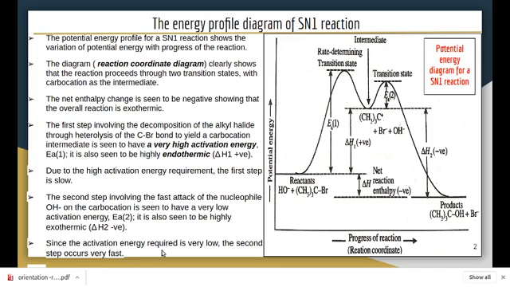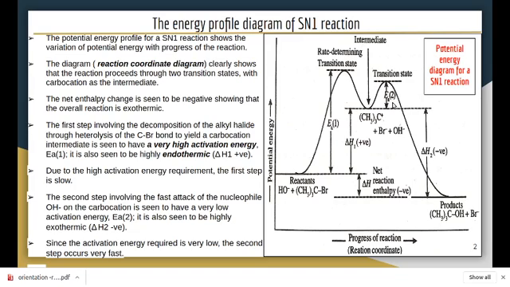Since the activation energy required is very low, the second step occurs very fast. So this step occurs very fast because the activation energy is very low. So this is the energy profile diagram of the SN1 reaction. It involves an intermediate and two transition states.